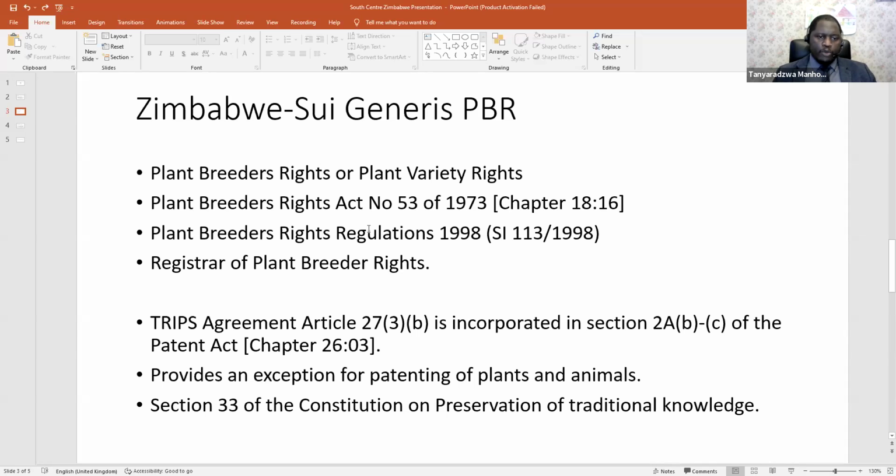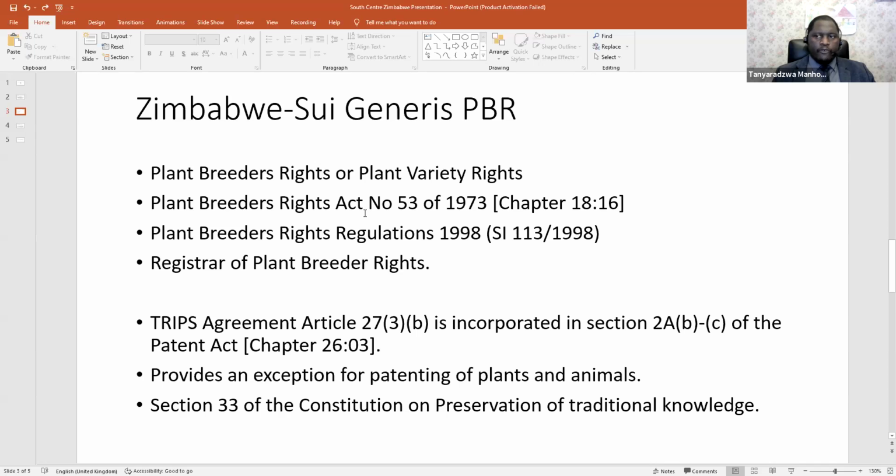As a member of the WTO, we have domesticated the TRIPS agreement in our patent laws and other IP-related laws. And we have domesticated Article 27.3(b), which we've incorporated in our Section 2A, B, and C of our Patent Act.